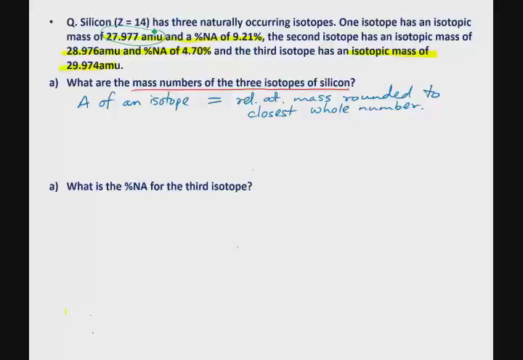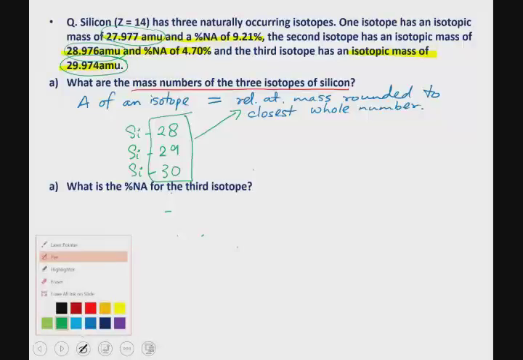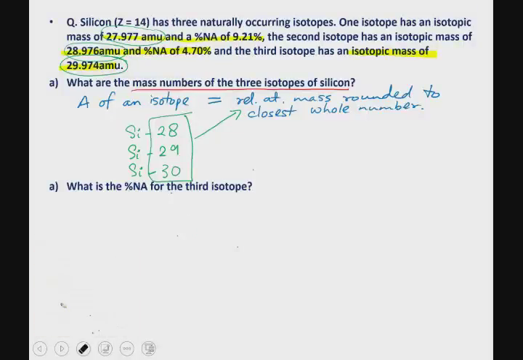If you round it to the closest whole number, that is 28. So the first isotope of silicon is silicon 28. Similarly, the second isotope has a mass of 28.976 AMU, which rounded gives us silicon 29, and the third one has a mass of 29.974 AMU that gets rounded to silicon 30. So the mass numbers of isotopes equal their respective relative atomic masses rounded to the closest whole number.